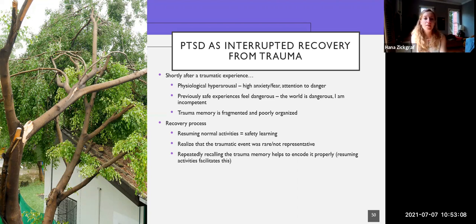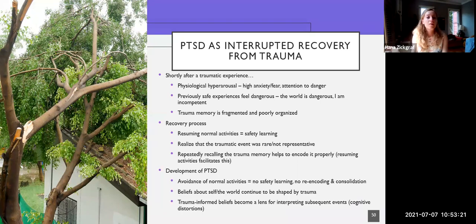proportional. And then repeatedly recalling the trauma memory because you're going about your daily activities and it's being activated, or because you're not avoiding thinking and talking about it and you're intentionally activating it, helps to encode it properly. In PTSD, when people start to avoid normal activities, they lose the opportunity for safety learning, and they lose the opportunity for re-encoding and consolidating memories on their own terms, when they're feeling safe, when they're feeling in control, when they chose to do it, rather than when those memories are involuntarily activated.